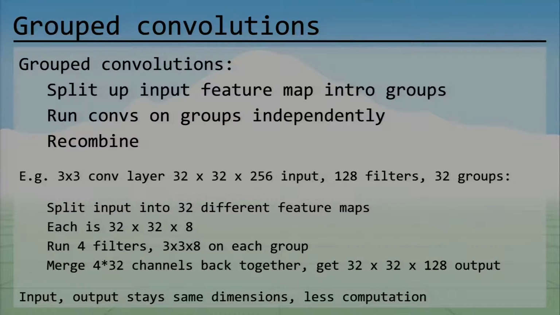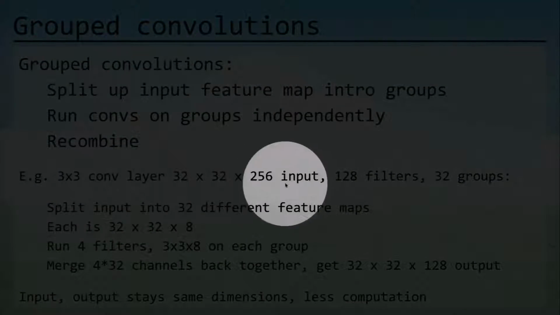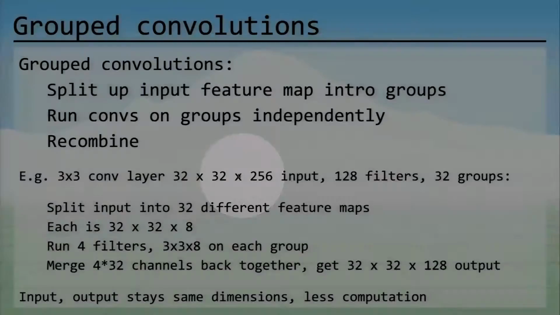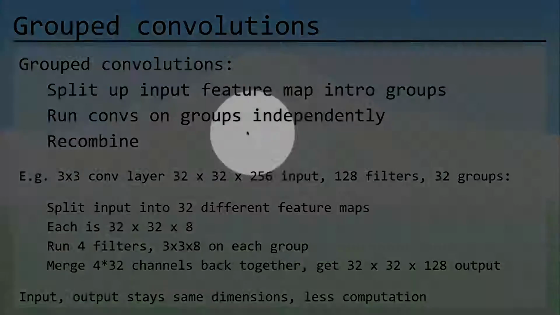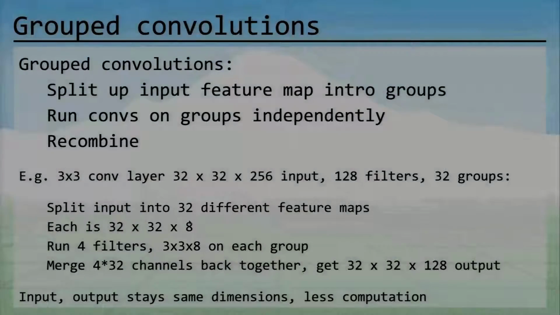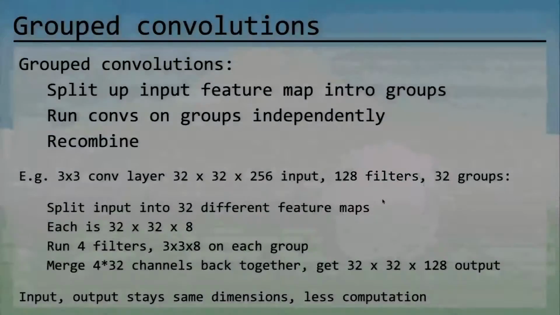And so just a quick example of this. Hopefully you guys went through this. But if we have this 3x3 convolutional layer, and the input is this 32x32 feature map with 256 channels, say we have 128 filters. If we do a grouped convolution, then we're going to split this feature map into 32 groups. So each of those groups is going to be 32x32x8 channels. Hopefully 8 times 32 equals 256.